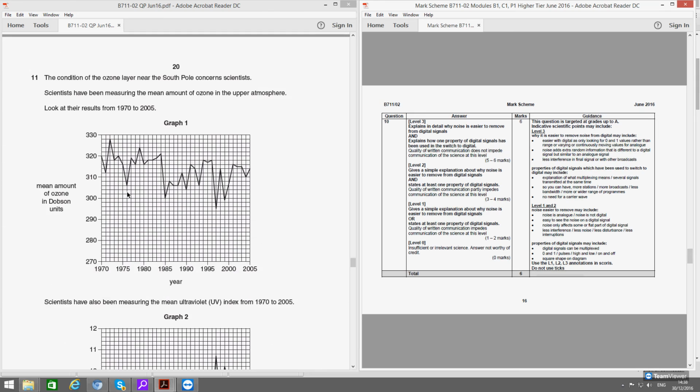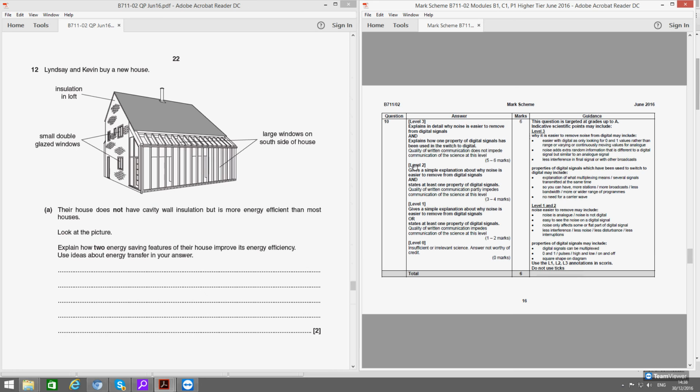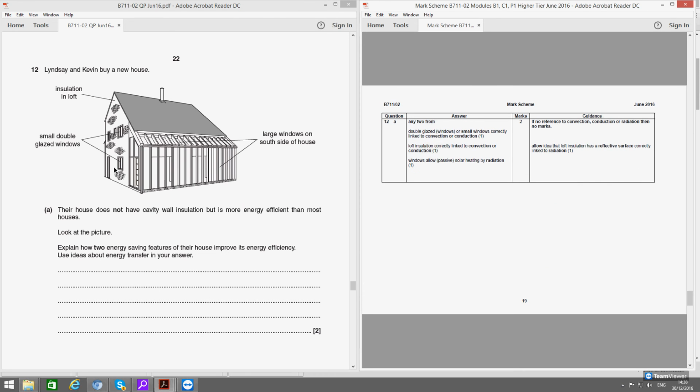All right. So the final one for your core science exam is this little beauty here. Lindsay and Kevin buy a new house. Let's just look at the picture. This is what I did as a kid. I'd look at the picture, I'd see there's insulation in the loft, small double glazed windows, large windows on the south side of the house. So there's lots of opportunities here for the heat to actually be lost.